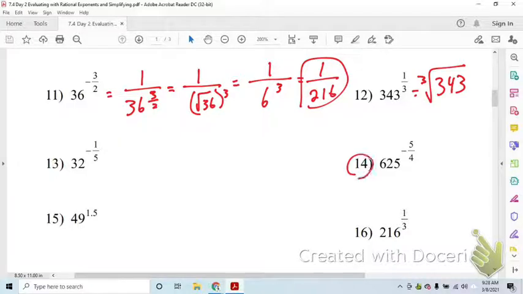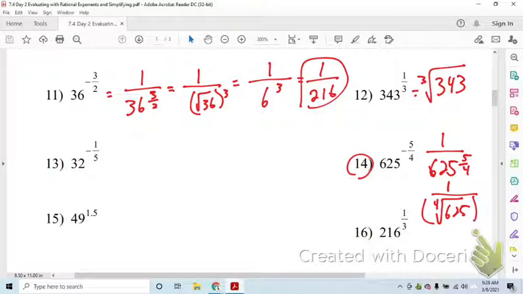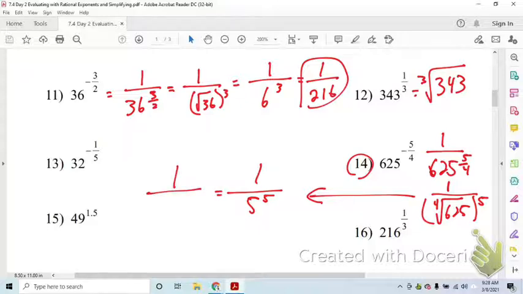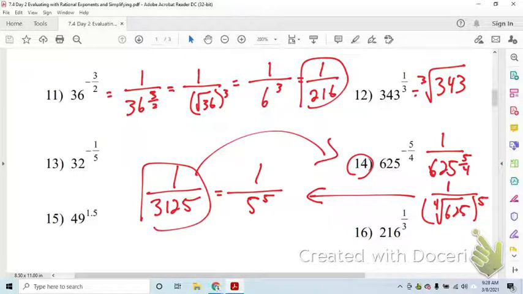Number 14, why not? This is 1 over the 625 to the 5/4 power, which means it's 1 over the 4th root of 625 to the 5th power. So that means it's 1 over, the 4th root of 625 is 5. And we have to do 5 to the 5th power. Luckily, I have my chart here, or a calculator, and that's 1 over 3,125. And that's going to be the correct answer to number 14.